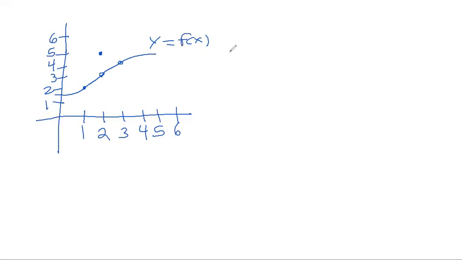So for instance, say I want to find f of 1. Well, if I look here, this is 1. Where does it hit? Right at 2. But now let's say I want to take the limit as x approaches 1 for f of x. This is 1. Where does it hit? At 2. So in this case, the limit as x approaches 1 and f of 1 happen to be the same.